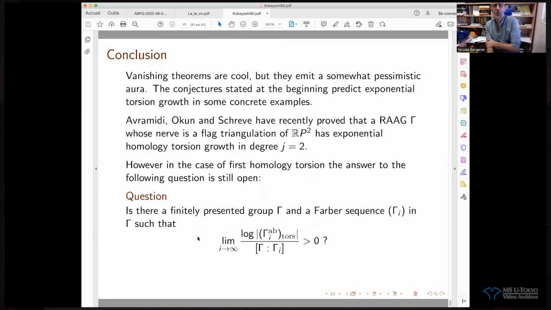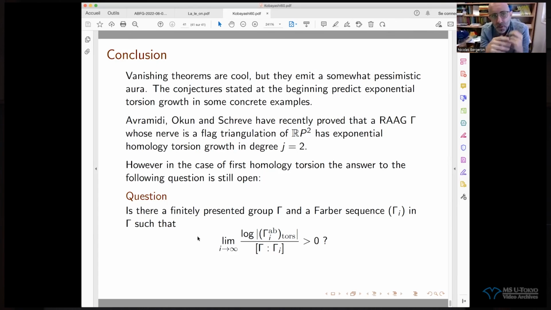And now let me jump to the conclusion. As I said, vanishing theorems are cool because we don't know much about this, so it's better than the trivial bound. Of course, the most interesting would be to have examples where the torsion really has exponential growth. Neither of the cases I mentioned in the beginning is known.